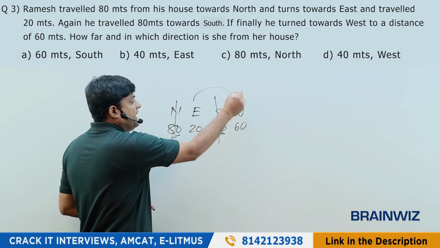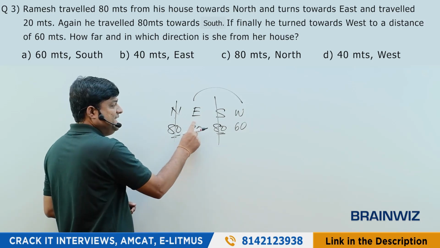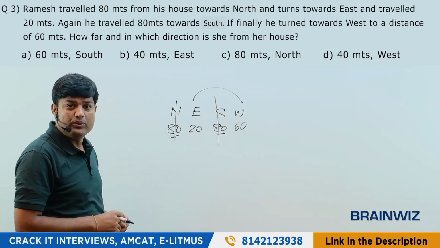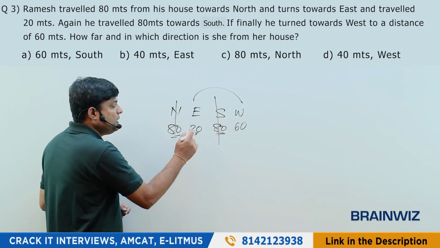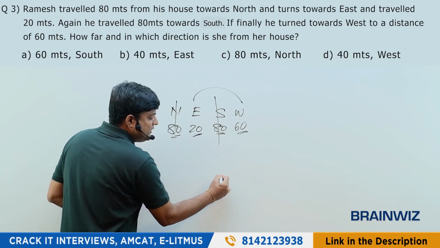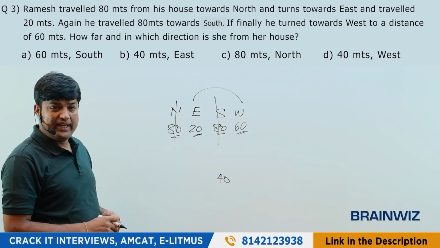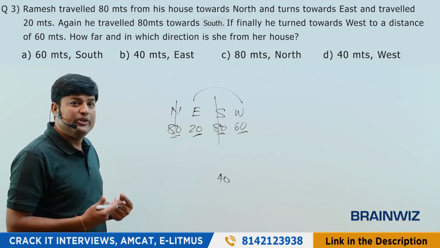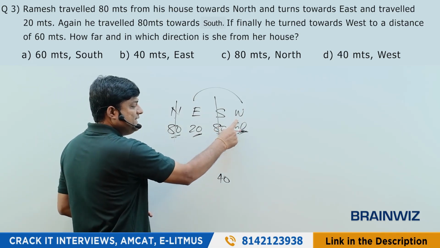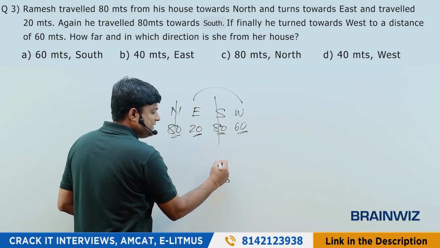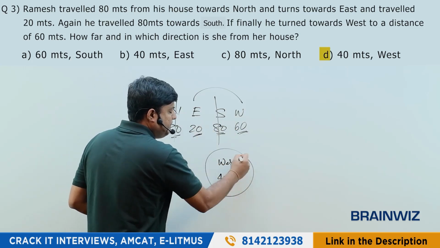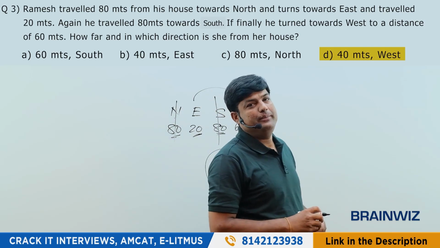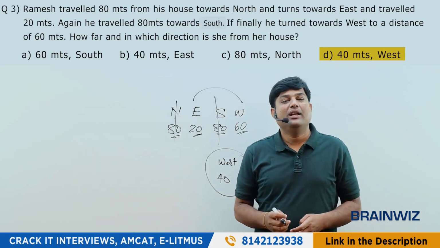Now these are the two directions left. You all know that this is east and this is west. What to do? Subtract. Now I'm subtracting 60 minus 20, that is 40. Who is extra? Who is more? Who is dominating? West. West is more compared to east. So we are supposed to write west here. So this is the perfect answer: west 40 meters.